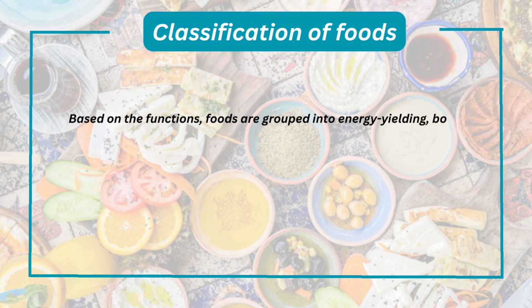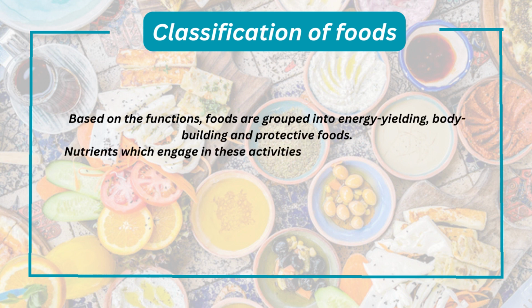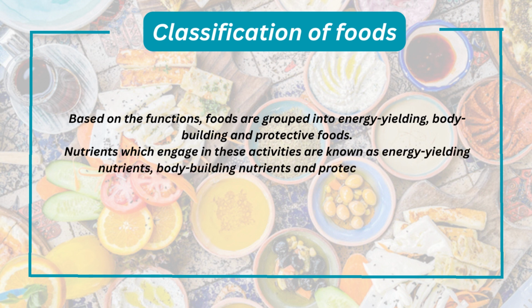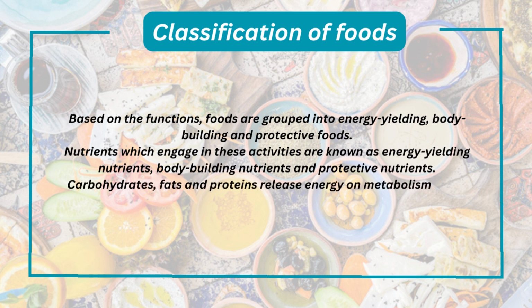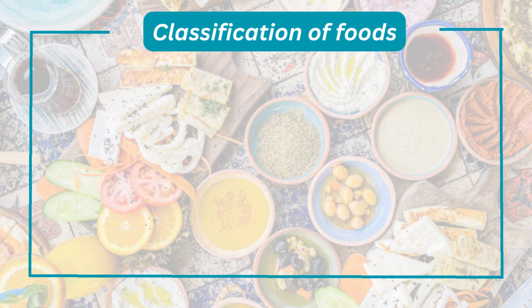Foods are grouped into energy yielding, bodybuilding, and protective foods. Nutrients which engage in these activities are known as energy yielding nutrients, bodybuilding nutrients, and protective nutrients. Carbohydrate, fat, and protein release energy on metabolism in our body. Foods may be broadly classified into 11 groups based on their nutritive value.